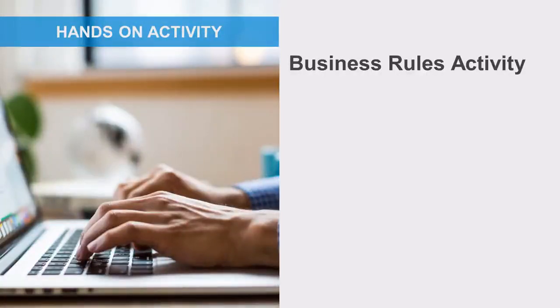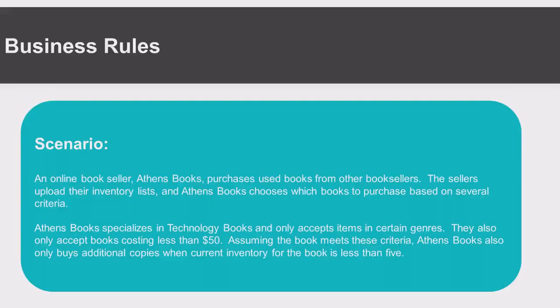Let's now begin our business rules activity. Our scenario is that we have an online bookseller, Athens Books, and they purchase used books from other booksellers. These booksellers upload their inventory lists, and Athens Books chooses which books to purchase based on several different criteria.